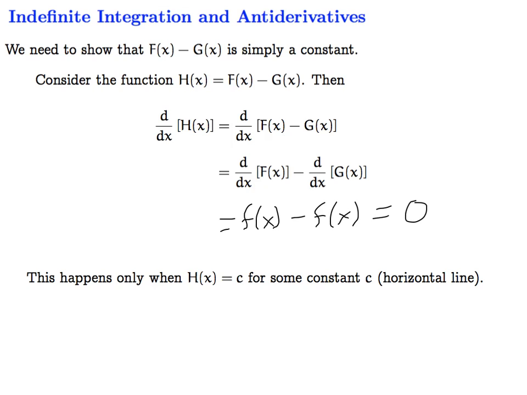So this means that the derivative h prime of x is equal to 0, but this can only happen when h of x is a constant. It's just a horizontal line, which means that the difference between these two things really is just a constant.